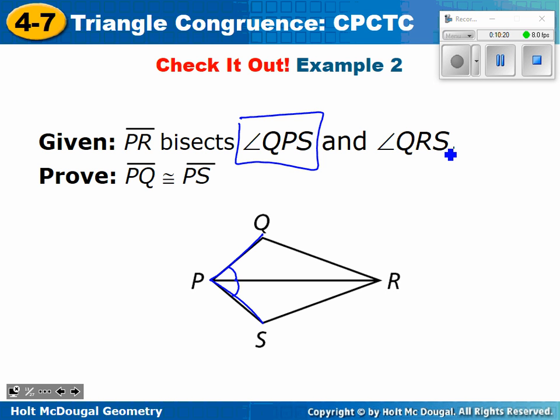QPS. Is everybody understanding that? QPR, SPR. Okay. And then if it says that PR bisects angle QRS, what could we say is congruent? Okay, so name it. Weston?